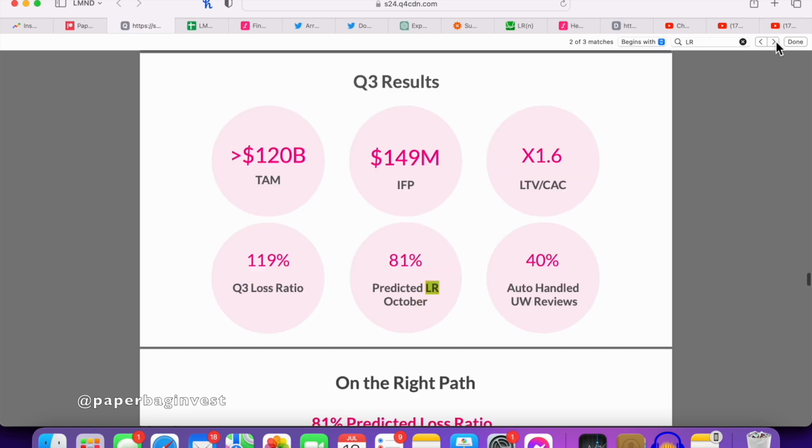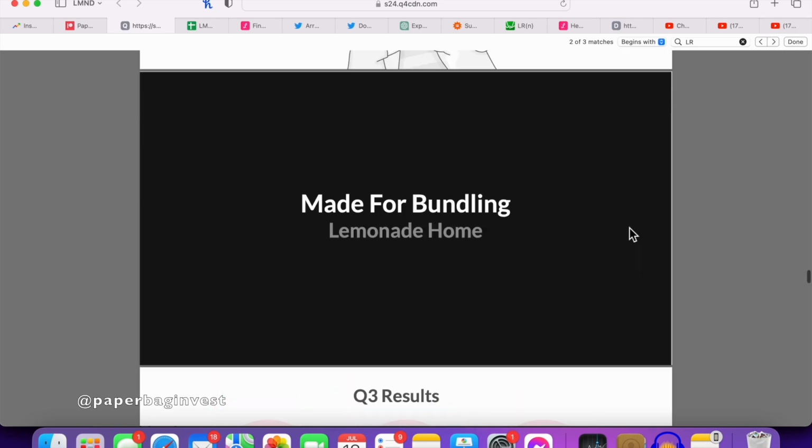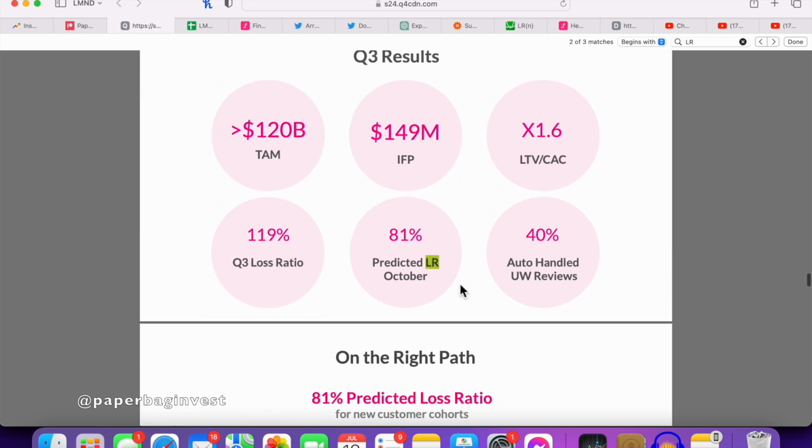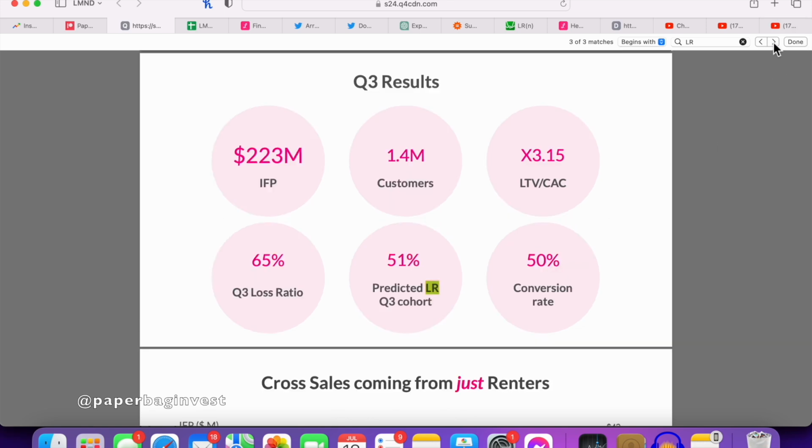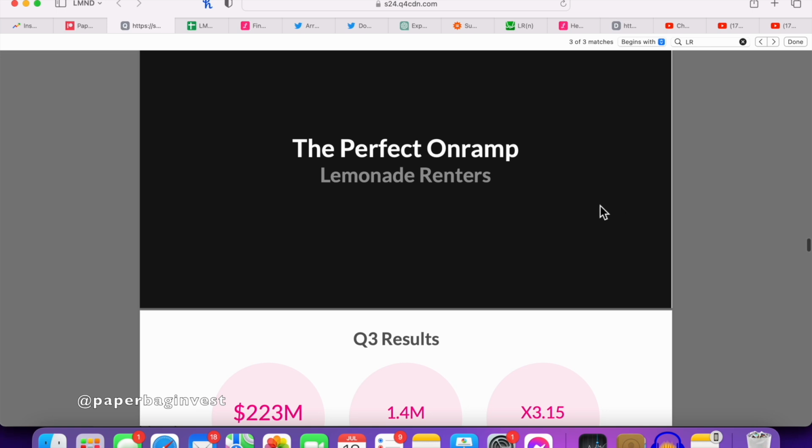But if we also flip to home, there's 81%. So it's a higher ratio, probably with much fewer customers in here versus all the other customers, but still a good chunk of premium, and at 81%, they're predicting a loss ratio for October. And then if I look at the next result, it would be renters.